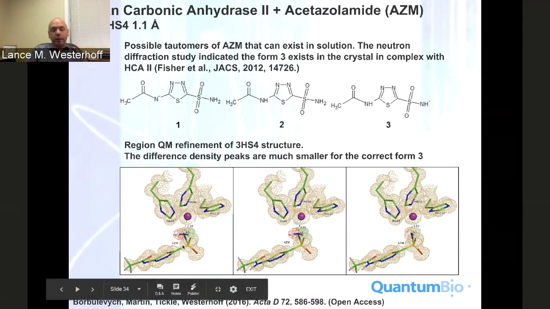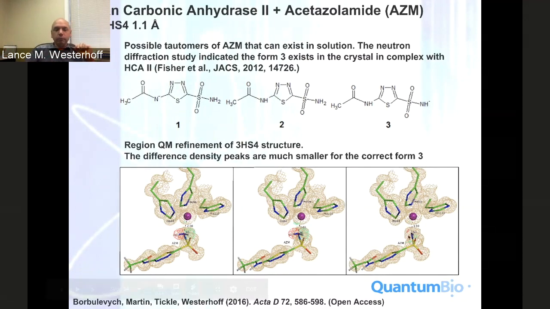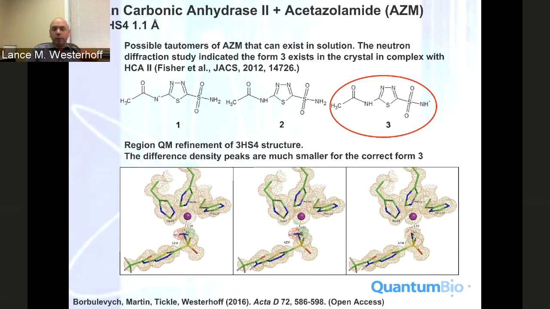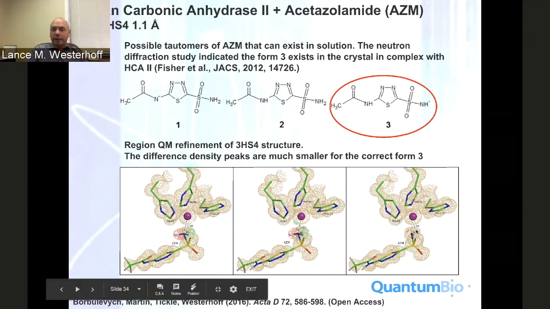And in this case, and again, I'm not sure how easy you can see it, you have these three different protonation states where you have some difference density here. This is after QM refinement, some difference density here, and lo and behold, a little less difference density here with this state. So the question then is, can we quickly and easily pick up this correct form? The correct form, of course, as I said, is this one with the least amount of difference density, and that is the one that's also the neutron diffraction.